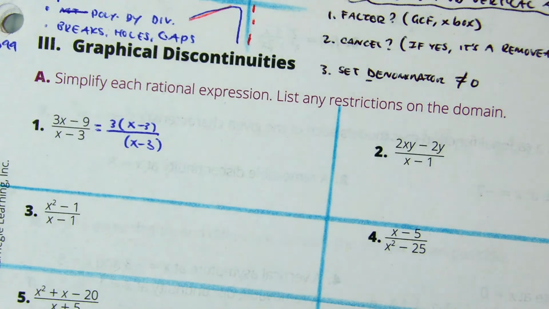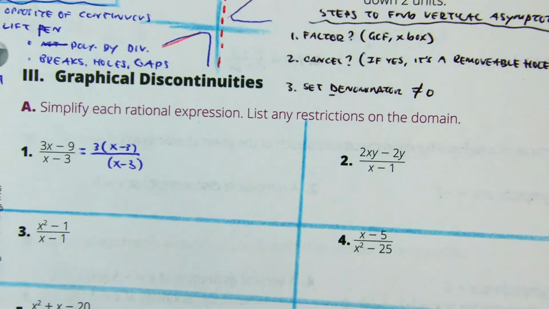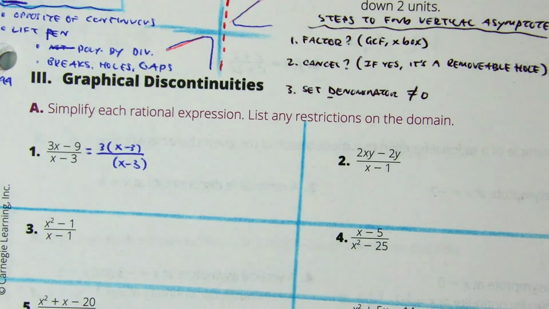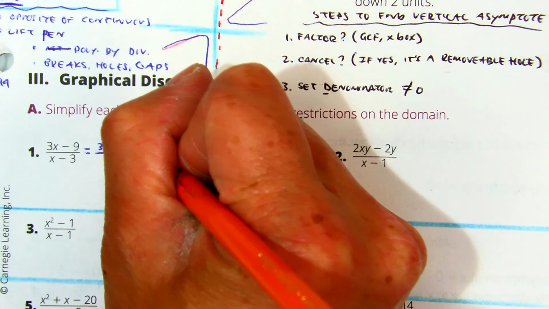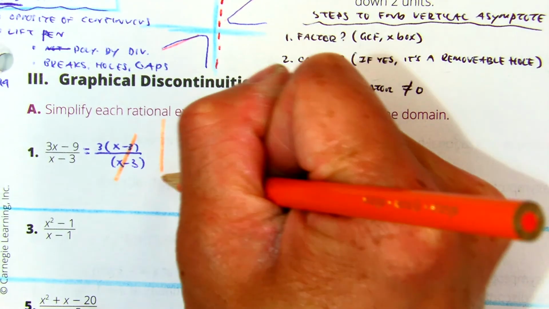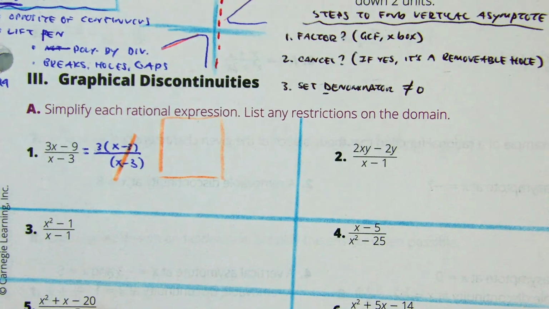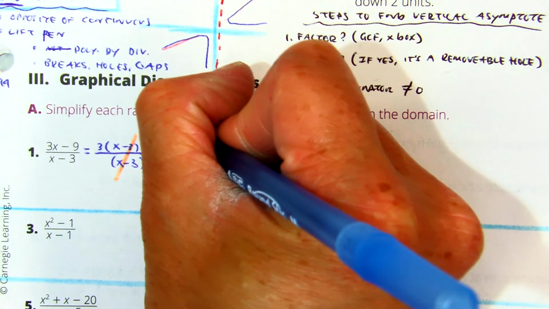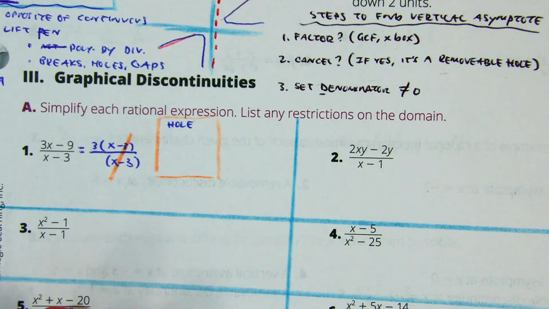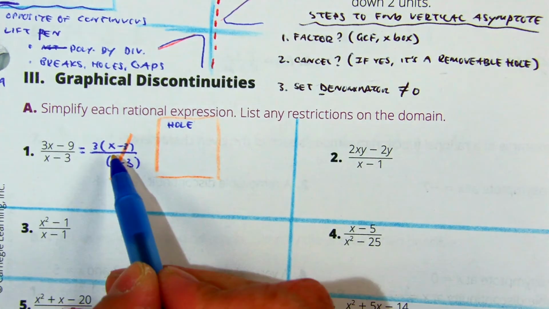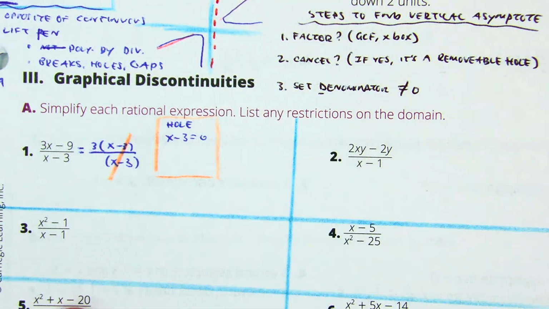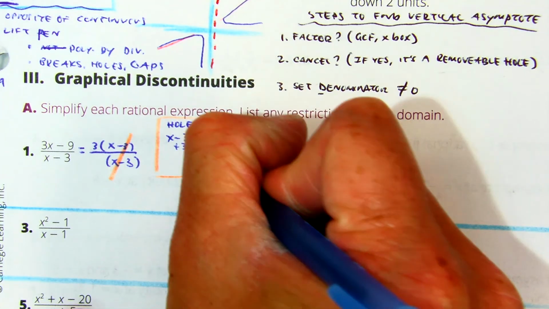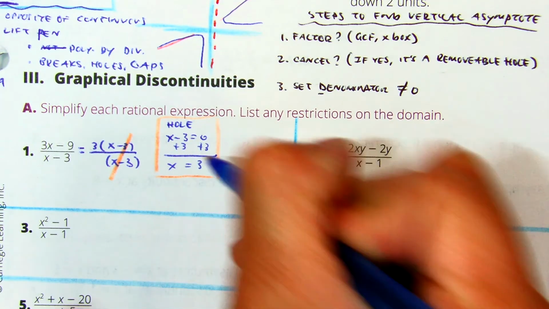Okay, second question. Can I cancel anything? Do you see anything on the top and bottom that are exactly the same? Yeah. Then yes, this is called a removable hole. So let's write the word hole. There's going to be a donut hole in our graph. And for this one, I'm just going to make x minus 3 equal to 0. If I add 3 here and solve, x equals 3 is where the hole is.